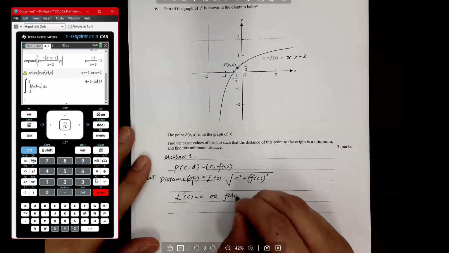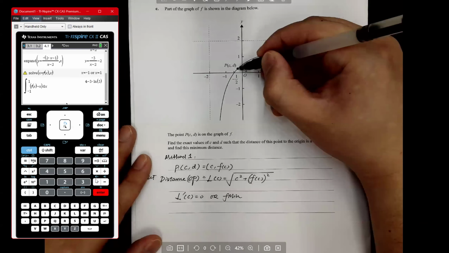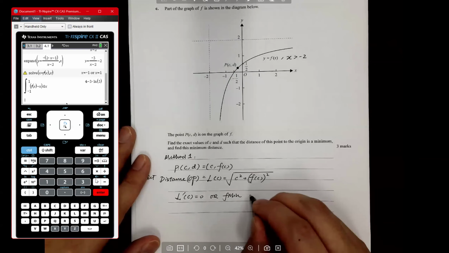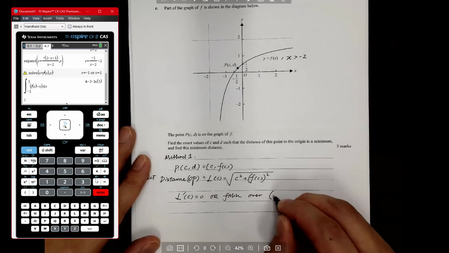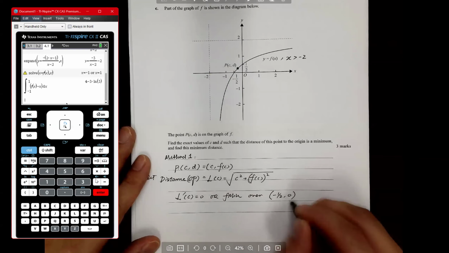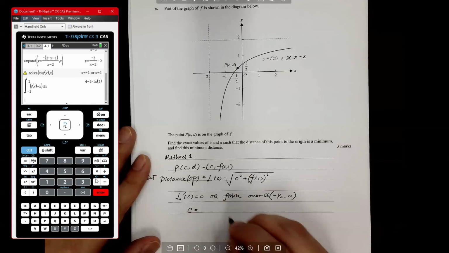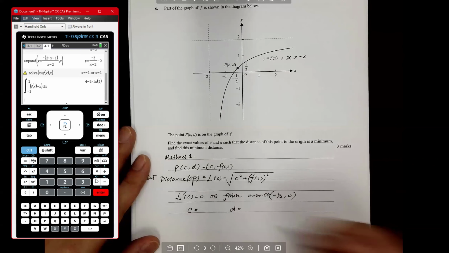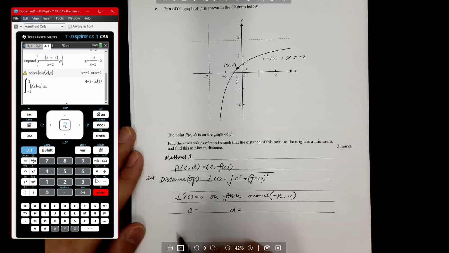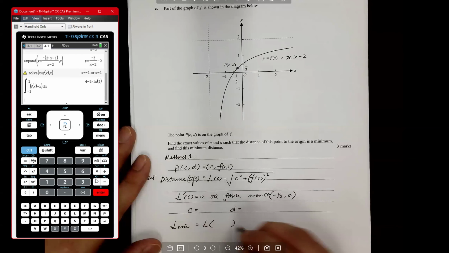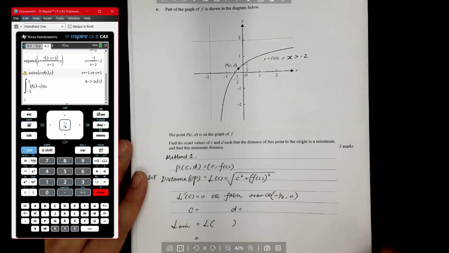Okay? We form a distance function L of c and use, for example, L dash c equals 0 to find the minimum. And you can see the closest distance can only occur between minus half and 0. So the domain restriction is c belongs to minus half to 0. And then you find the c value. Then you can find the d value. And then don't forget to find the minimum distance. So the minimum distance is L of something, and it gives you some particular distance, okay?